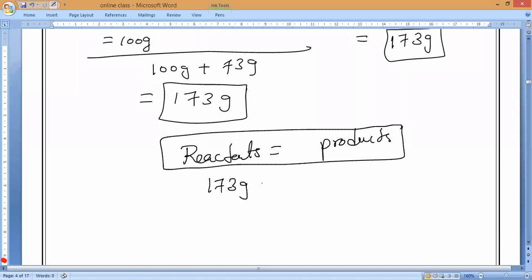So which law is satisfying? The law of conservation of mass. A balanced chemical equation will always satisfy it. Clear, guys? Any doubt in this?